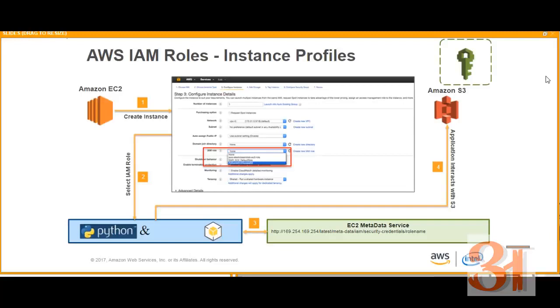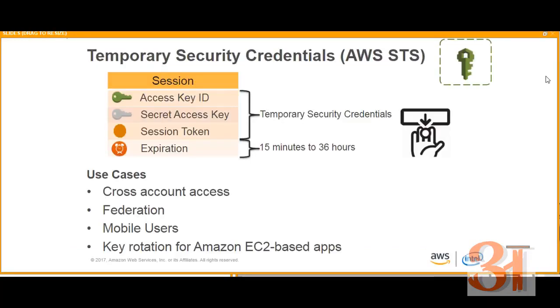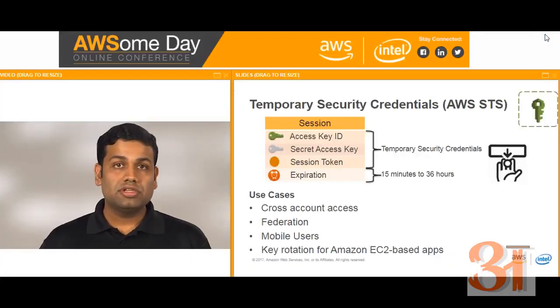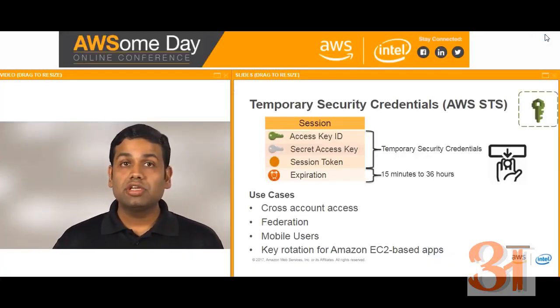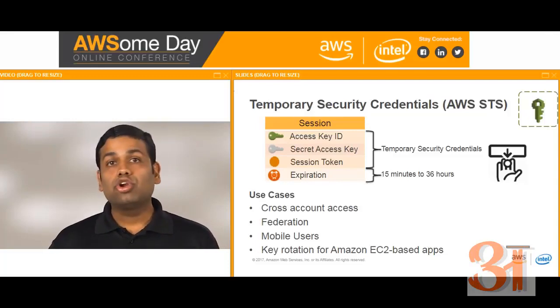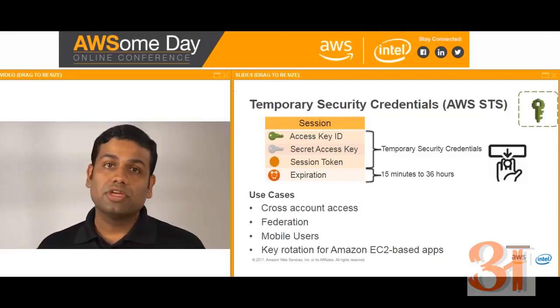Finally, in step 4, the Python application uses the temporary credentials provided by the IAM role to communicate with Amazon S3. Temporary credentials consist of an access key, a secret access key, a session token, and a time to live option, which can be defined by the administrator. Some of the common use cases for temporary credentials are single sign-on federation, mobile user access, and cross-account authentication.